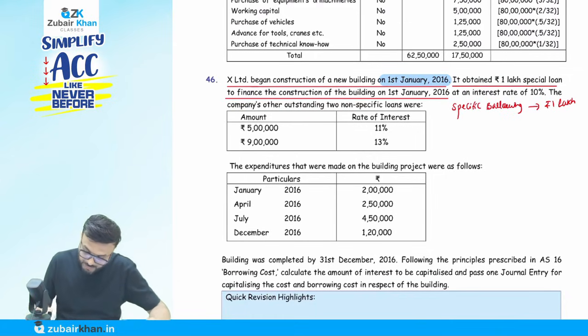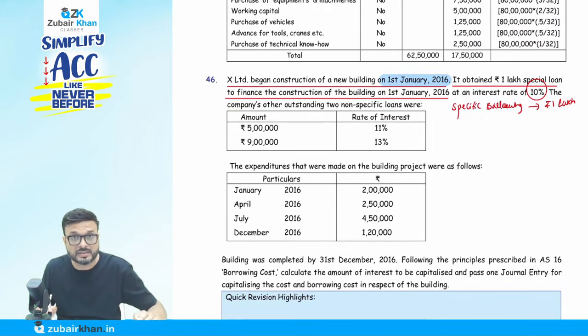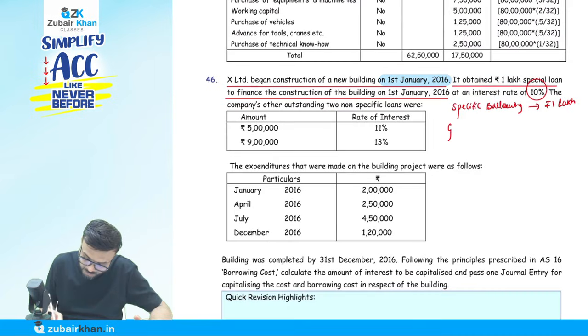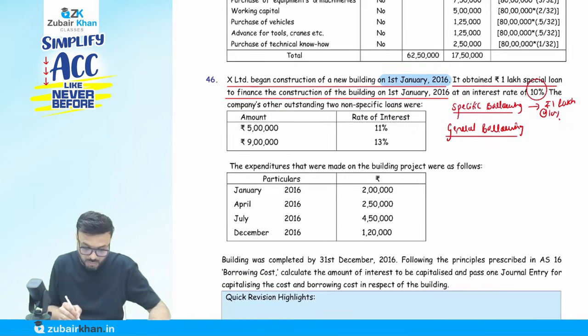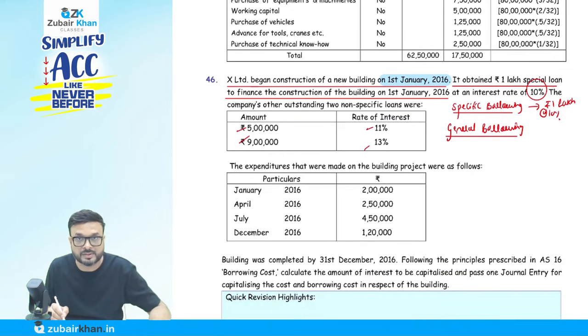The interest rate is 10%. The company also has two other outstanding non-specific borrowings, that is, general borrowings. The specific borrowing was at the rate of 10%, and I will come to that, but the general borrowing is important. There are two types of general borrowing. We took loans of rupees 5 lakh and 9 lakh, at interest rates of 11% and 13%.